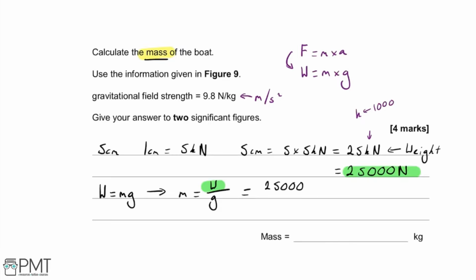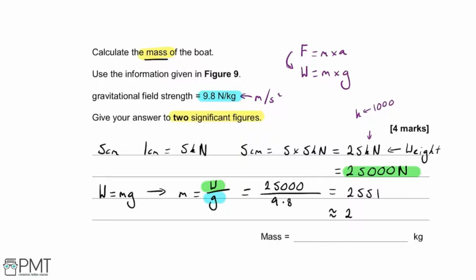And our other value that we need is gravity, which we're given in the question, 9.8. Putting that into your calculator will give you an answer of 2,551, and you'll have a decimal, but you don't need to write that. However, we are asked to give our answer to two significant figures.